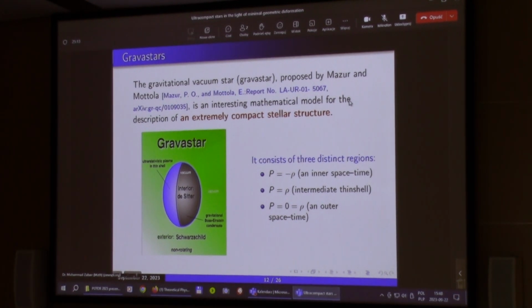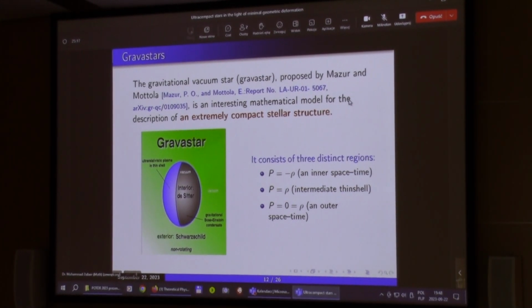If you see from here, if P is equal to -ρ, here you can see that there is an equation of state omega equal to -1. In the study of cosmology, the most famous model, the lambda CDM model, has omega equal to -1. Then there is omega equal to 1, a baryonic fluid, and then in the outer region, in the vacuum case, we have both pressure and density equal to 0.